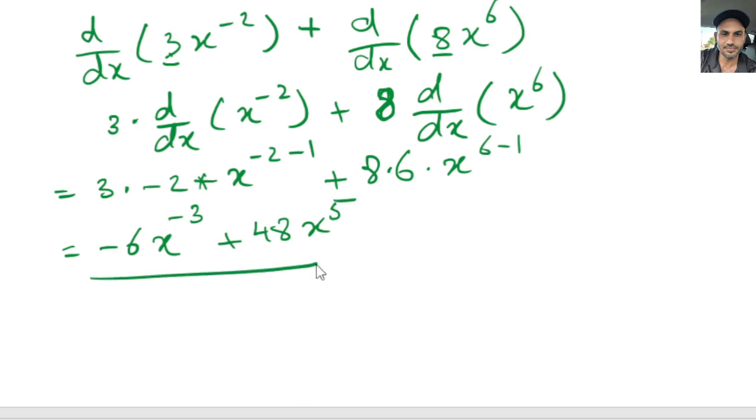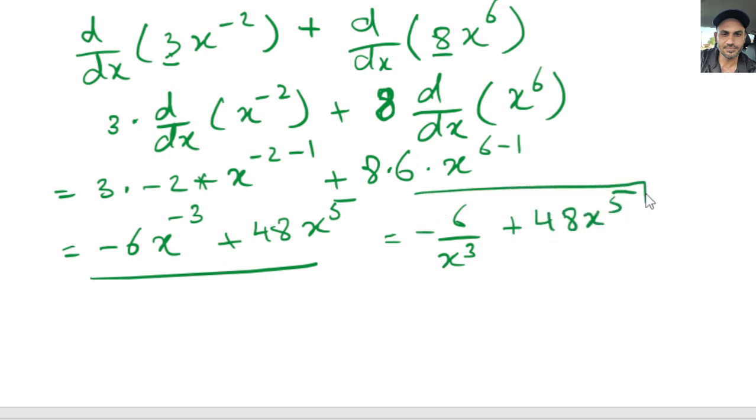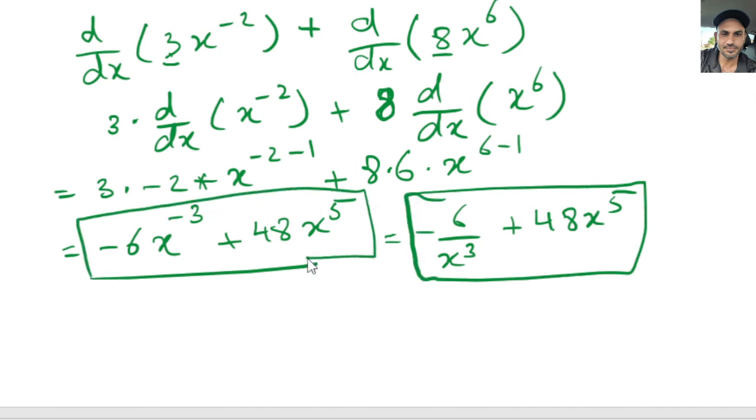You can leave it like this, or you can bring the x to the negative 3 into the denominator and change the sign of the exponent. So you can also write it as negative 6 over x to the third power plus 48x to the fifth power. Both of these answers are correct. You can either leave it like this, or you can simplify it further and bring it into this form right here. All right, so this would be it for this example.